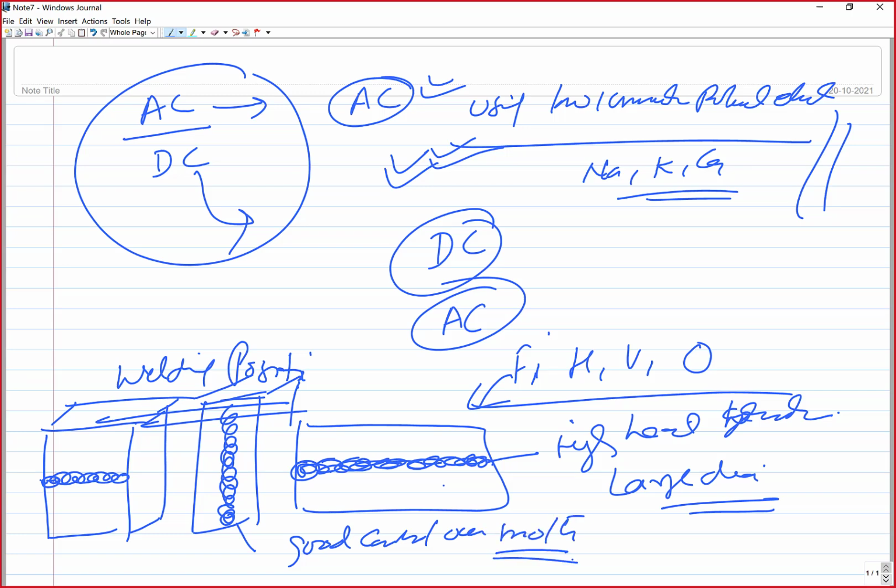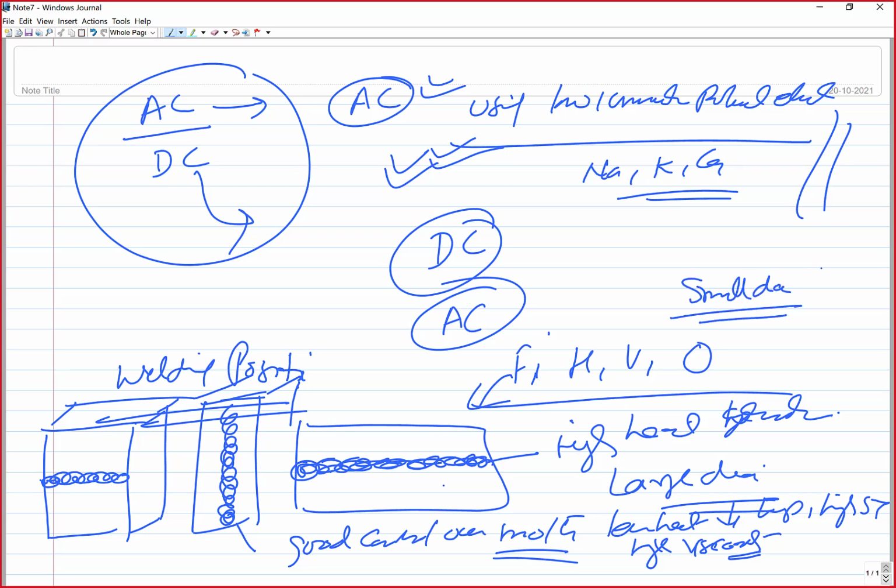And how is it possible? You have to supply less heat. So there is a lower temperature, high surface tension, and high viscosity. And when you have high viscosity, the metal will not tend to fall so easily. So for horizontal, vertical and overhead positions, we prefer to use a smaller diameter electrode, so that you use lower current, lower VI, lower heat generation, lower temperatures, and better control over the molten metal because of the high viscosity and high surface tension.